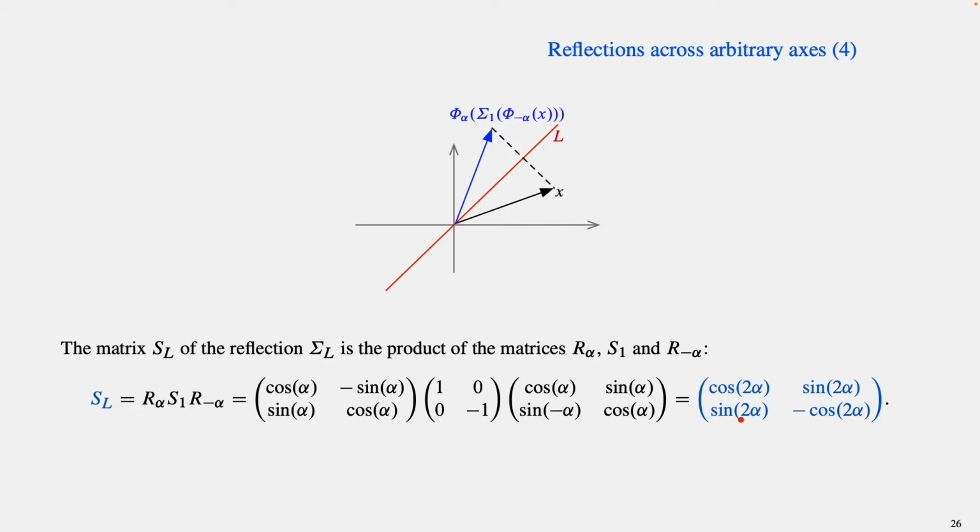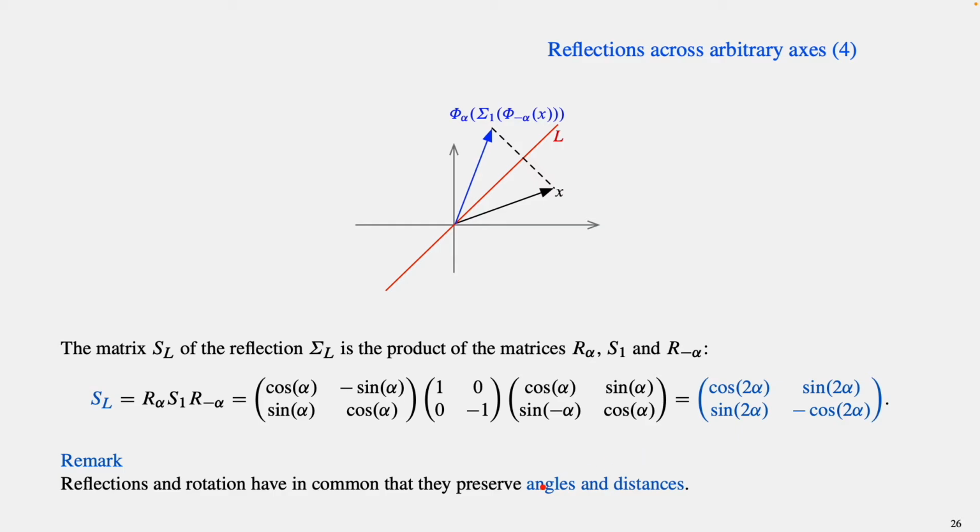It's cosine 2 alpha, sine 2 alpha, sine 2 alpha, minus cosine 2 alpha. So note it looks kind of similar to the rotation matrix, but it's not exactly the same. So you see the signs are a bit different. And an important property that both rotations and reflections have in common is that they preserve angles and distances. So they're rigid transformations in that sense.